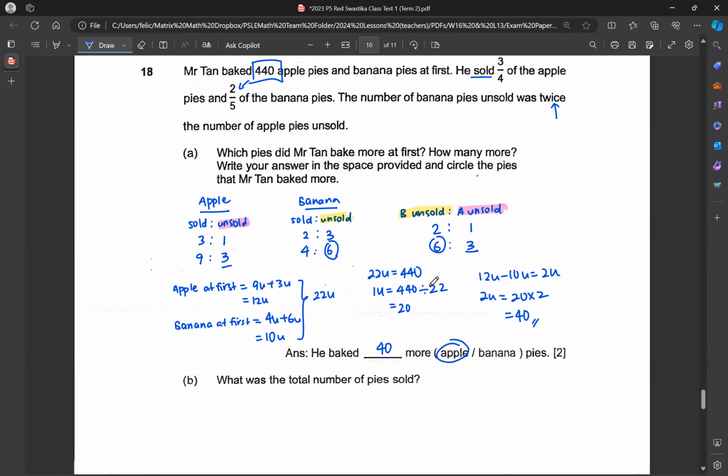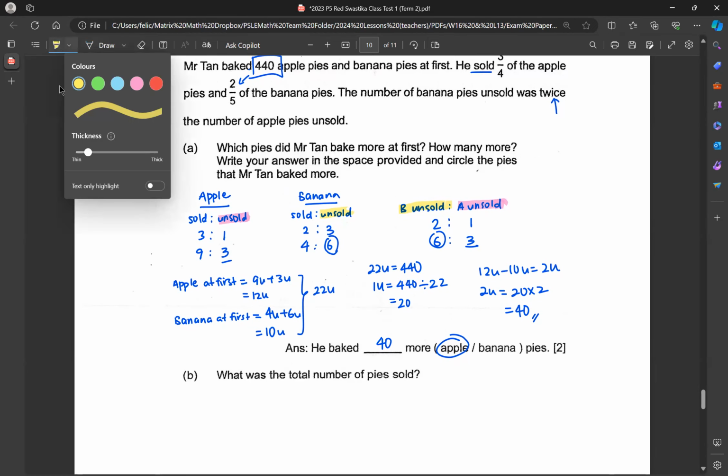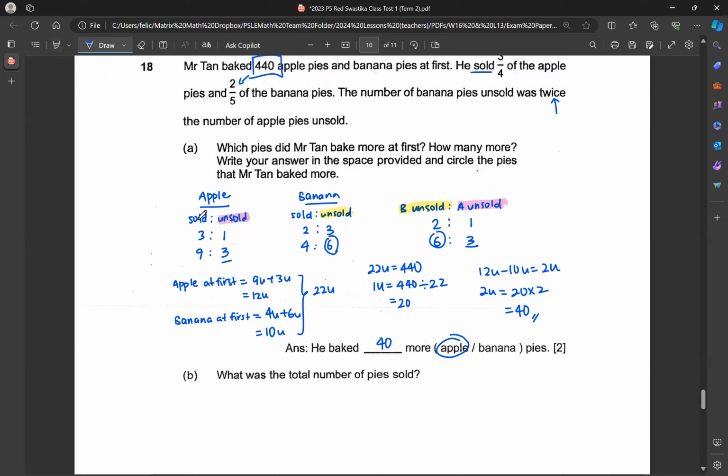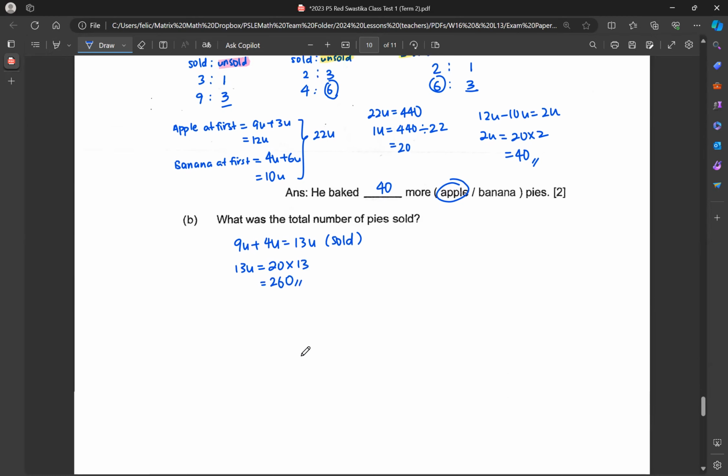All right. Part B asks what was the total number of pies sold? Okay, so sold, simple. If you want to look at the sold means you look at the sold in the ratio. So apple sold is 9U, banana sold shows 4U. Okay, so just add up 9U plus 4U. So 13U are the sold ones, total sold. So just work out 13U then. Just now 1 unit you found is 20. So 20 times 13. Okay, so that will be 260.